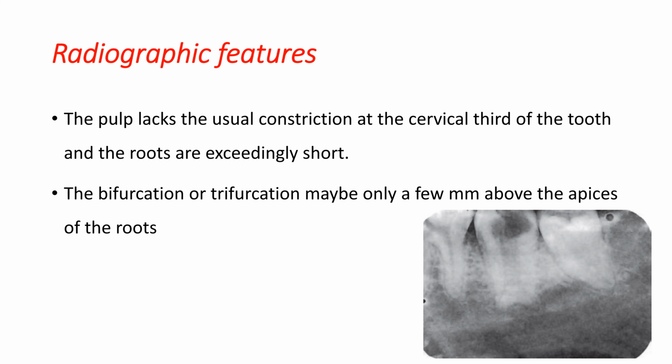Then the radiographic features of taurodontism. In the radiographic picture, you can see the pulp chamber is extremely large with a much greater apico-occlusal height than the normal tooth, and the pulp lacks the usual constriction at the cervical third of the tooth, and the roots are exceedingly short. The bifurcation or trifurcation may be only a few millimeters above the apices of the roots.